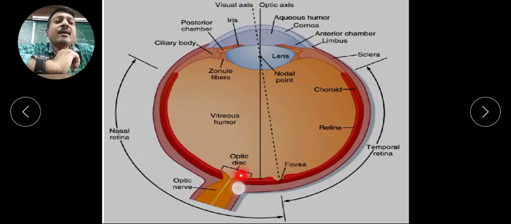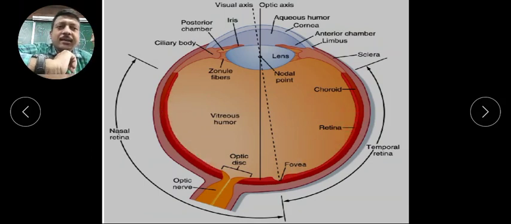Optic disc means where the optic nerve emerges, leaving the retina and the orbital cavity. This one is the optic disc, and in the optic disc there is no rod and cone photoreceptor, no photoreceptor present. So there is a lack of visual field in this area, which is known as the physiological blind spot.